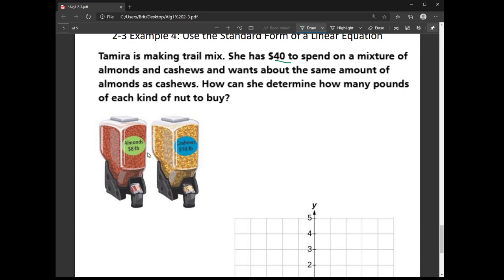So she's going to look at these really expensive almonds and cashews, and she's trying to figure out how many pounds of each nut she can buy to have them be about the same amount in terms of weight. So what this means is that she's going to buy some number of almonds and some number of cashews.